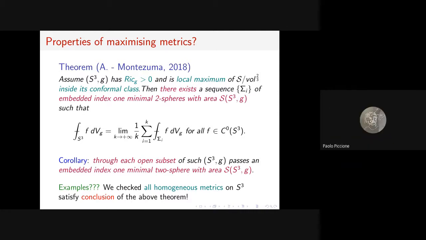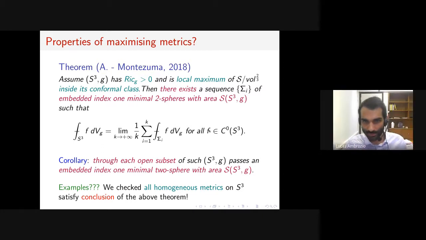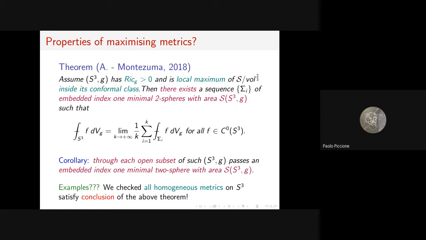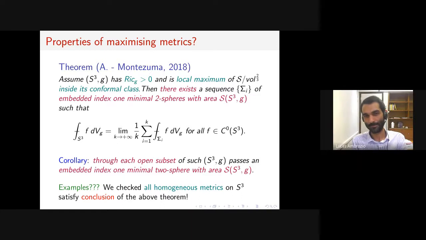I see. And so the integral over sigma is a two-dimensional integral, right? It is a two-dimensional integral. Maybe I should have denoted dA, but anyway. I see. And so the corollary follows because if this wasn't true, then you would find an open subset without any spheres, and then you can find a function which is, say, one on this neighborhood and zero otherwise. Exactly. I get it. Thank you. Exactly. So this is the full statement.